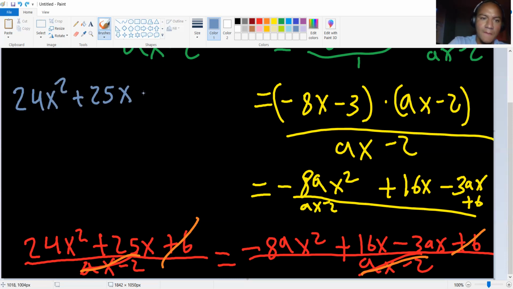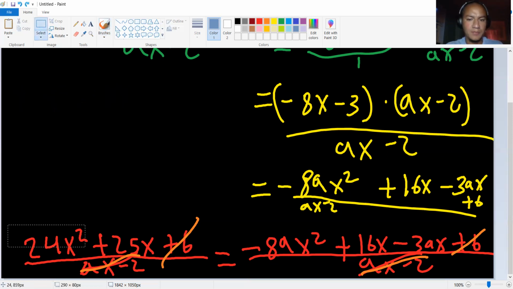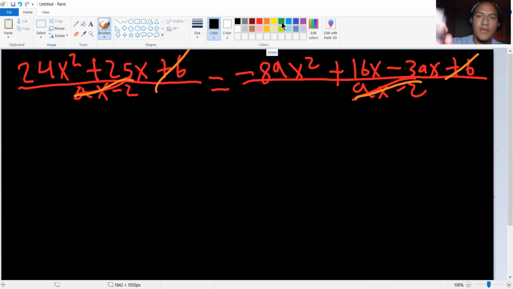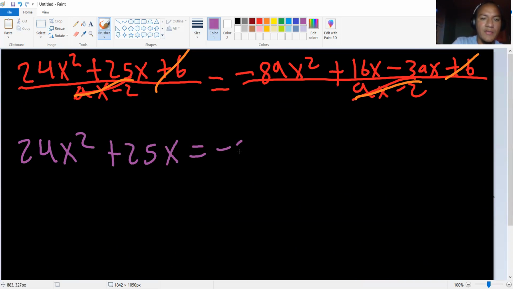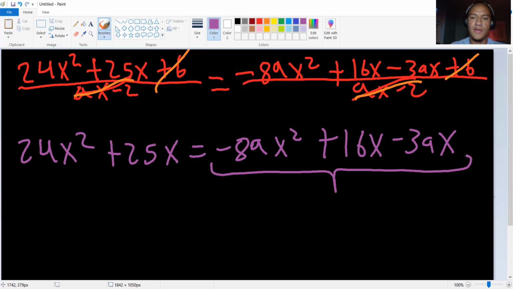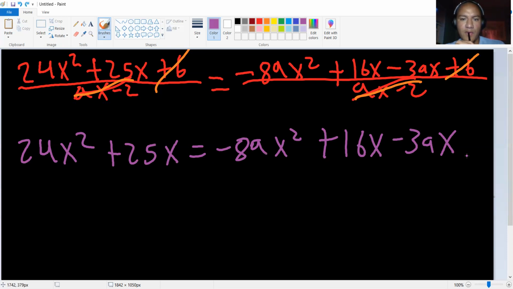So let's cancel it out, and maybe I'm moving too fast, so I'm going to cut this one more time. There you go. I'm going to rewrite this again, purple this time. So 24x squared plus 25x equals negative 8ax squared plus 16x minus 3ax. Okay. So what I mean is we can move all of this to the left-hand side. That will give us 0 on the right-hand side, and we can solve something that looks similar to a quadratic equation.